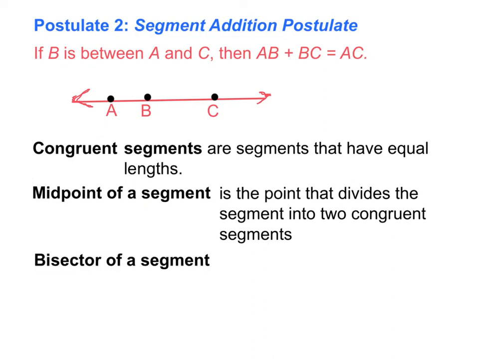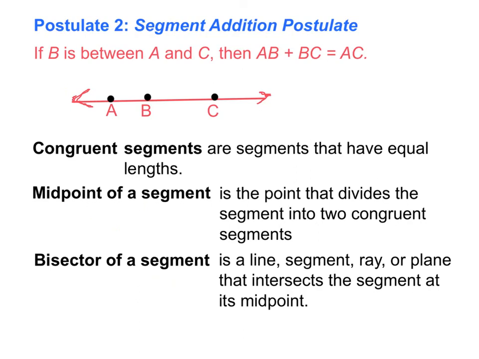And lastly, we have bisector of a segment. A bisector of a segment is a line, segment, ray, or plane that intersects the segment at its midpoint. Now that concludes today's lesson.